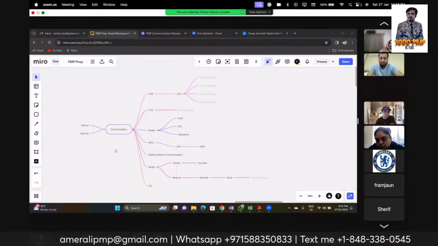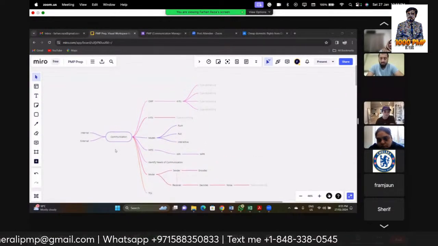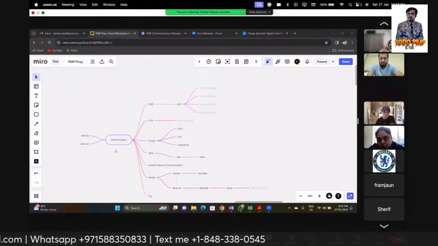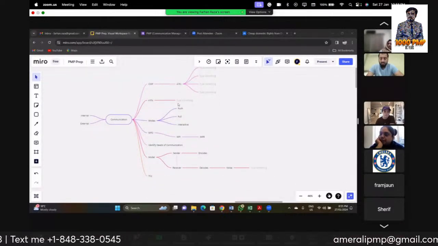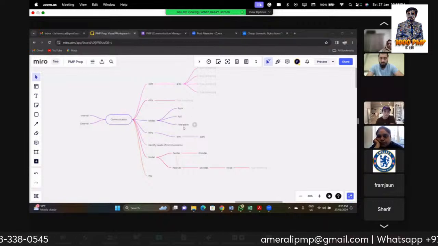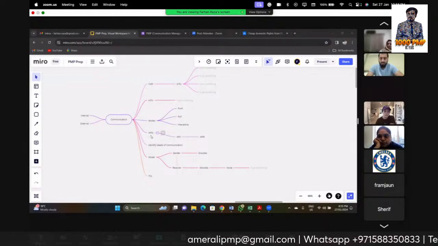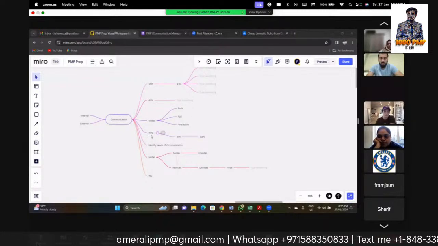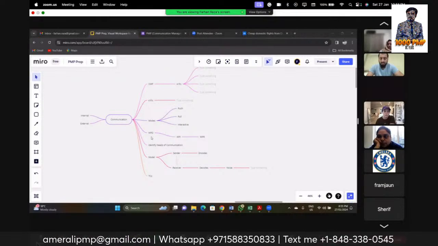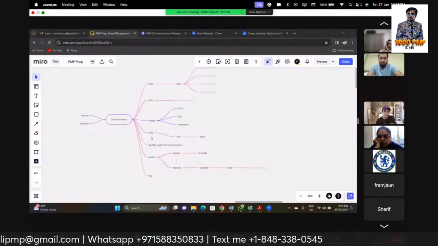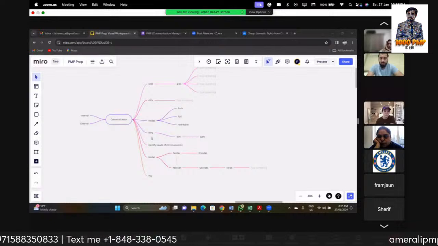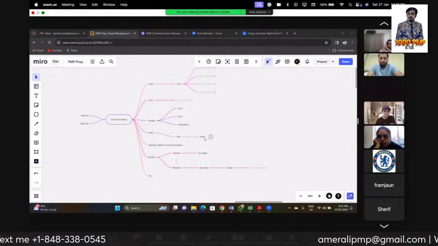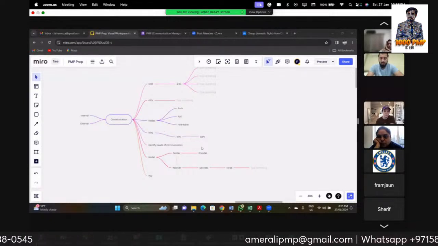So the communications are done either with the internal or the external parties, and the modes of communication would be either push, pull, or interactive. And then we will have the WPDs. Work performance data, work performance information, and work performance reports. These are the levels of reporting.